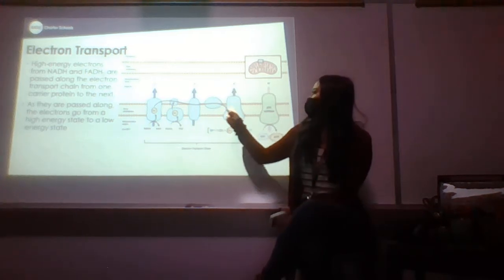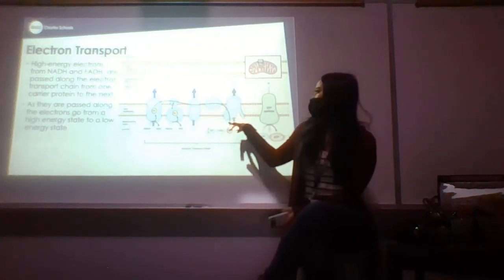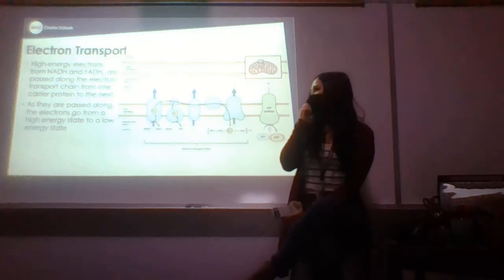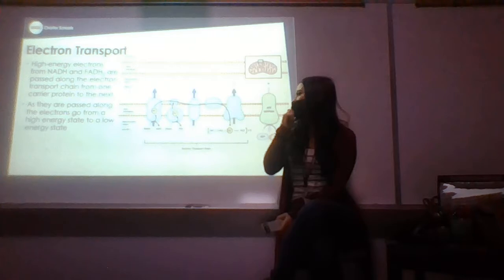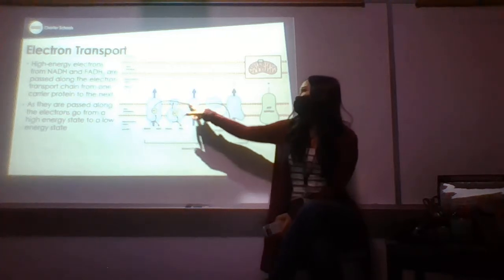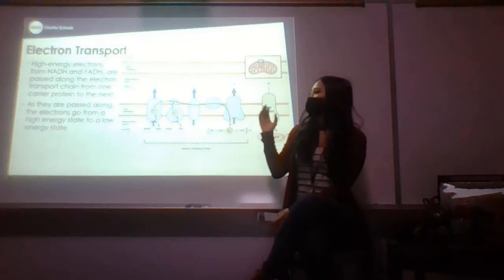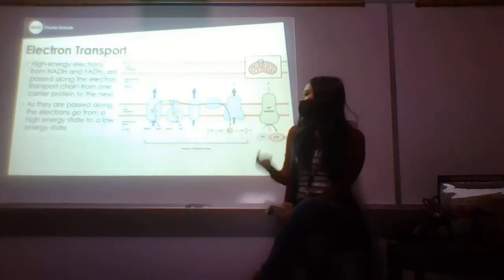So these are the different protein carriers, obviously, and the electrons move through them. And as they do, they lose their energy. They're passing their energy so that other things can be done. You don't need to know the names of all of these proteins. You just need to know that electrons are passed through them. And in a little bit, you'll understand what that energy is going to be used for.